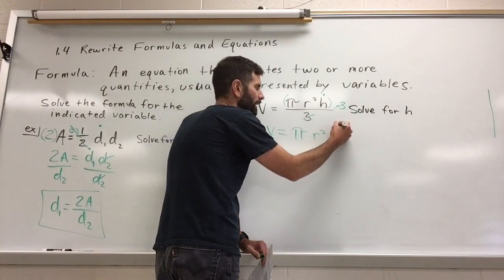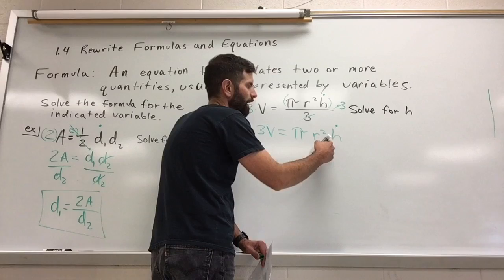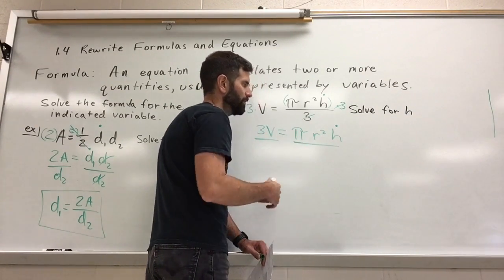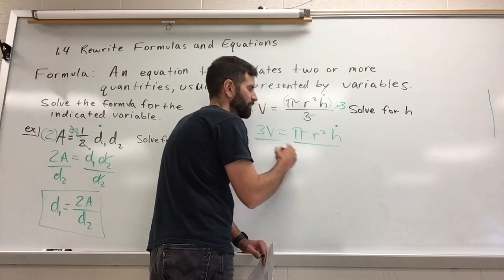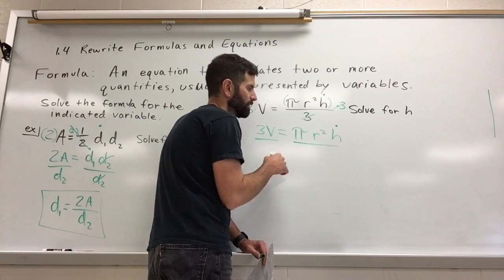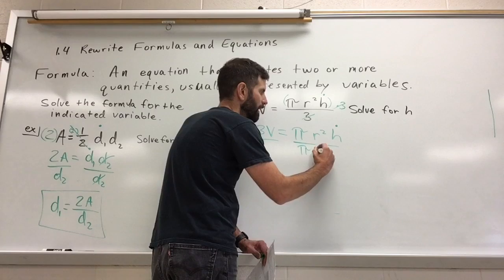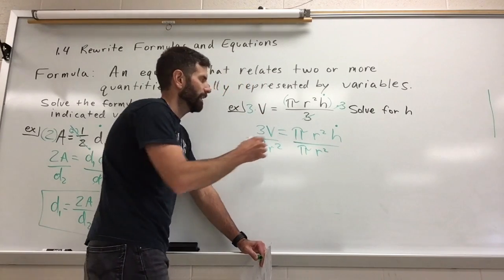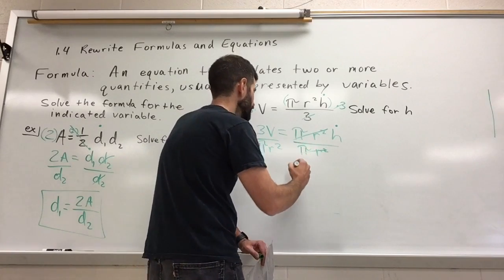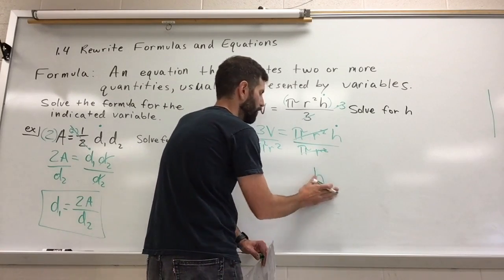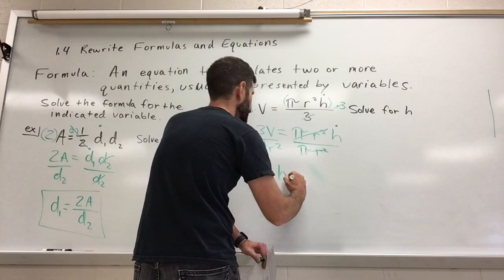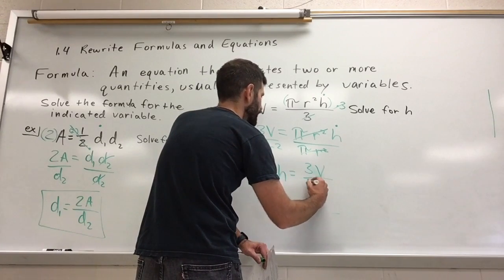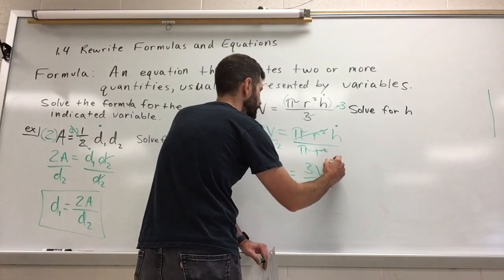From here, we need to get h by itself, and I'm going to do this in one step. You could split it up into 2 steps, divide by pi first, then divide by r squared on both sides, but let's do it all at once. Pi r squared, pi r squared. And at this point, those divide out to make 1, and we've got our answer. I'll go ahead and write the h on the left-hand side. Height is equal to 3 times the volume divided by pi r squared.